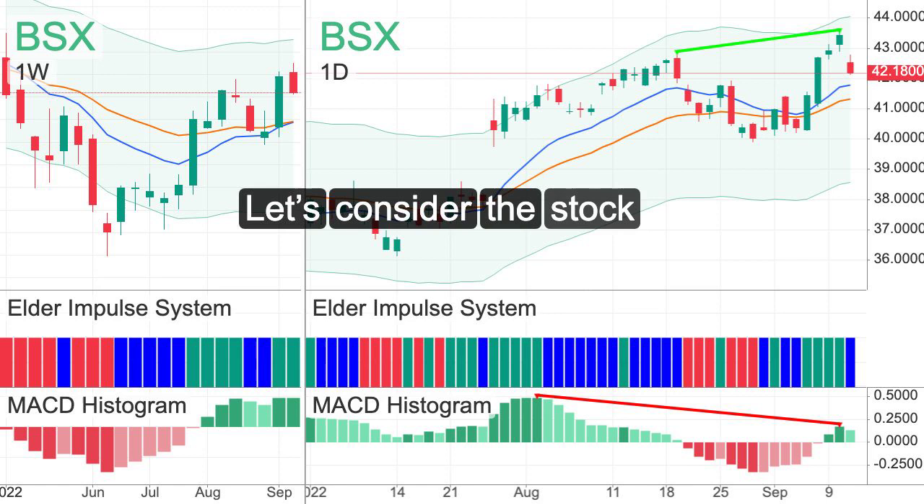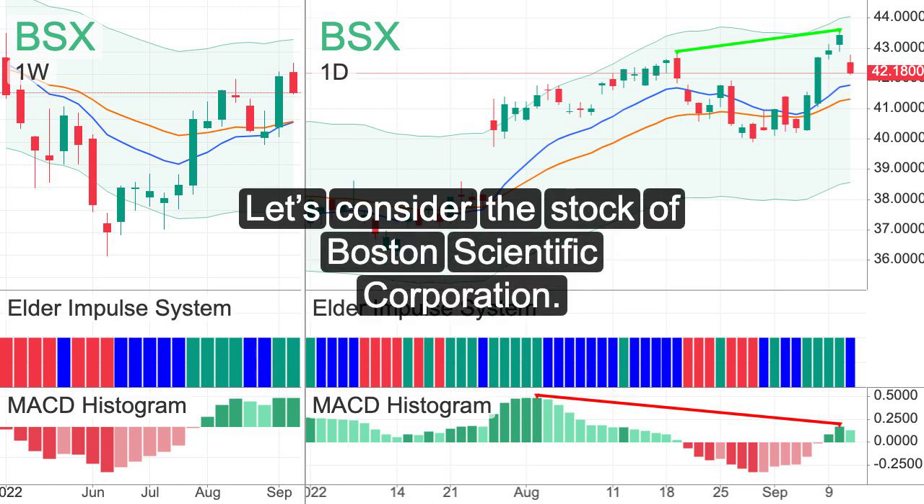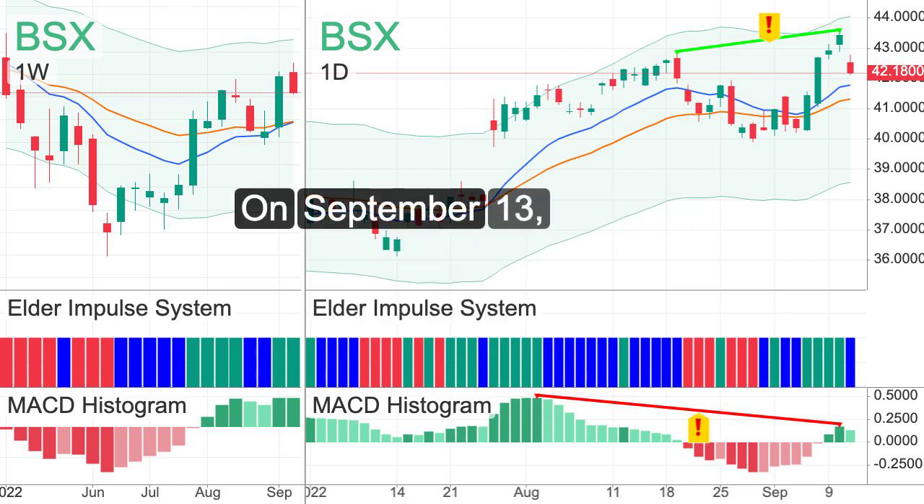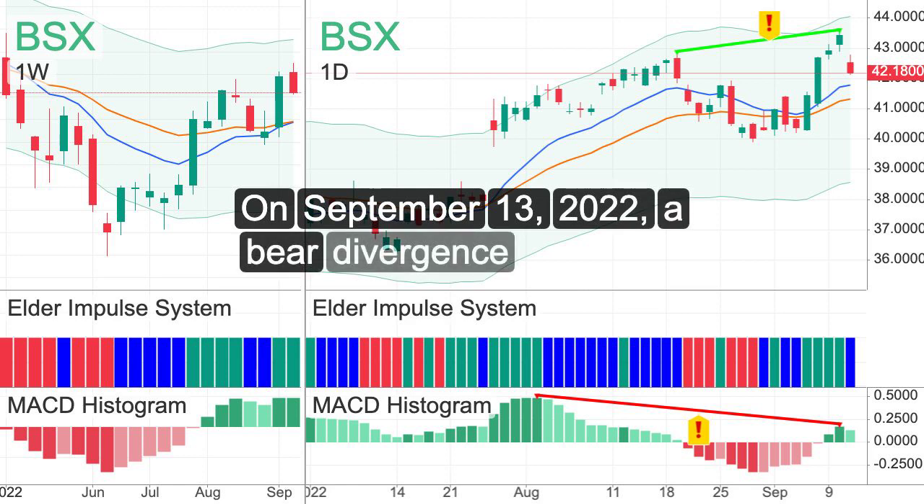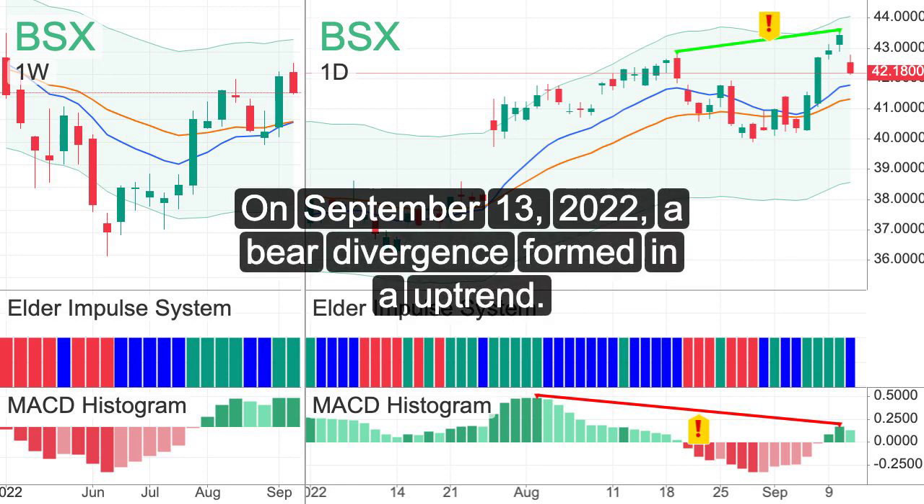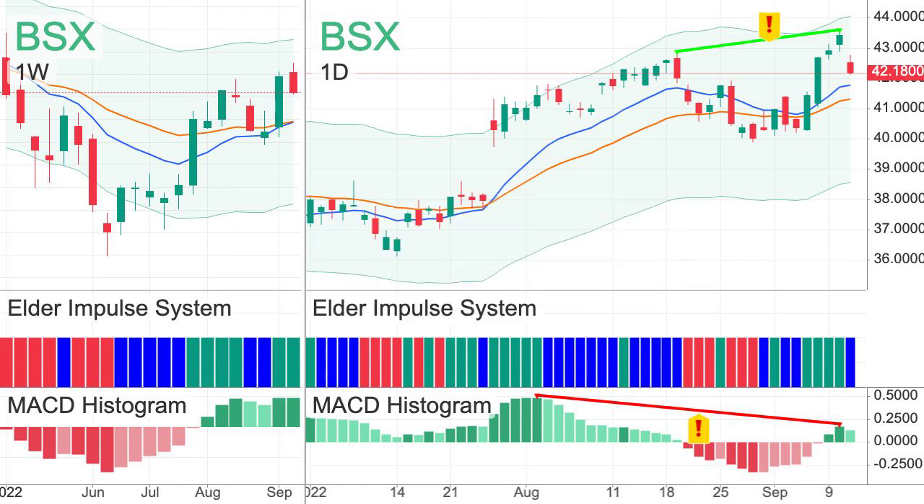Let's consider the stock of Boston Scientific Corporation. On September 13, 2022, a bear divergence formed in an uptrend. This is a strong sell signal. There is a first light bar on the histogram. Are you ready to submit a sell order?